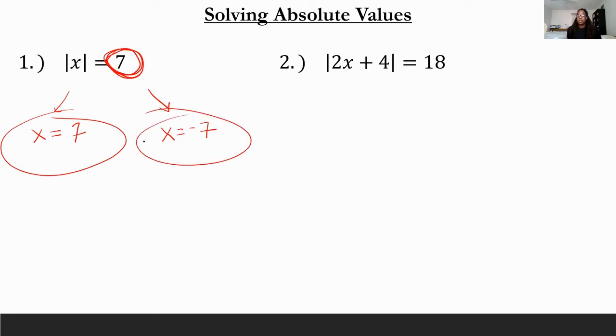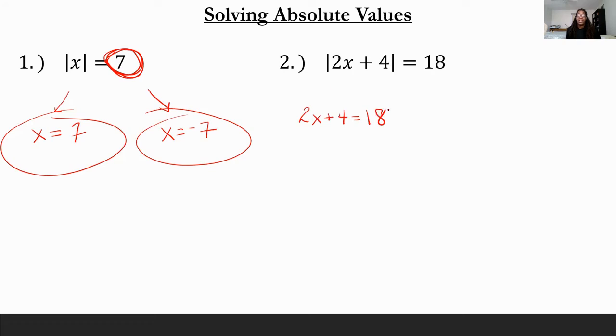So going to number 2, you're probably like, that's it? I'm like, yeah, pretty much. For number 2, you have the absolute value of 2x plus 4 equals 18. So let me move myself up here. Now I'm going to write out my 2 equations. I have 2x plus 4 is equal to 18.